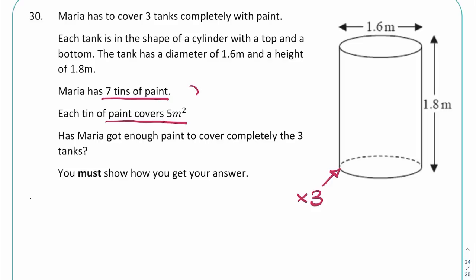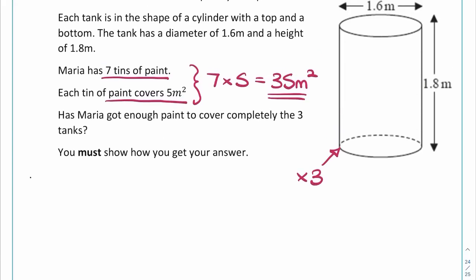Well, to be fair, we can work out straight away from that 7 times 5 would mean she has enough to cover 35 meters squared. So actually all we need to do is figure out, are 3 of these tanks going to be more or less than 35, and then we can obviously say whether she's got enough paint. Now we are looking at surface area, which is a lot trickier than volume of a cylinder. Volume of a cylinder, you just do pi r squared for the area of the base, and then multiply it by the height, and that will give you the volume. So much quicker than surface area.